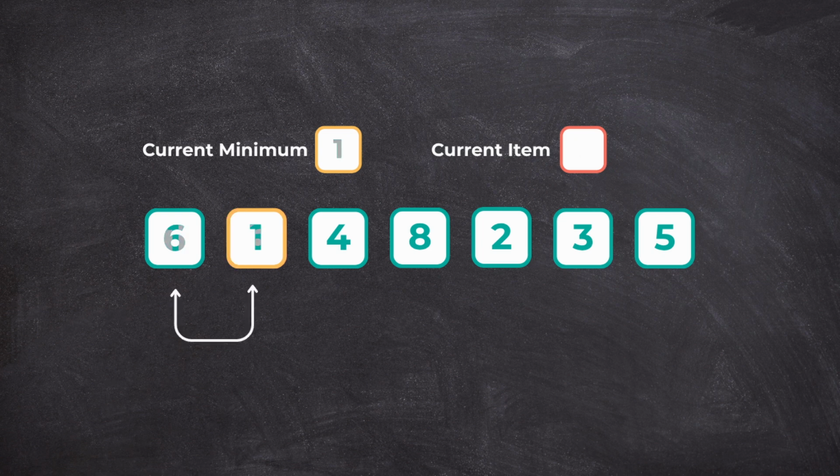Now, 1 is in our sorted partition. We repeat this process until the array is sorted.